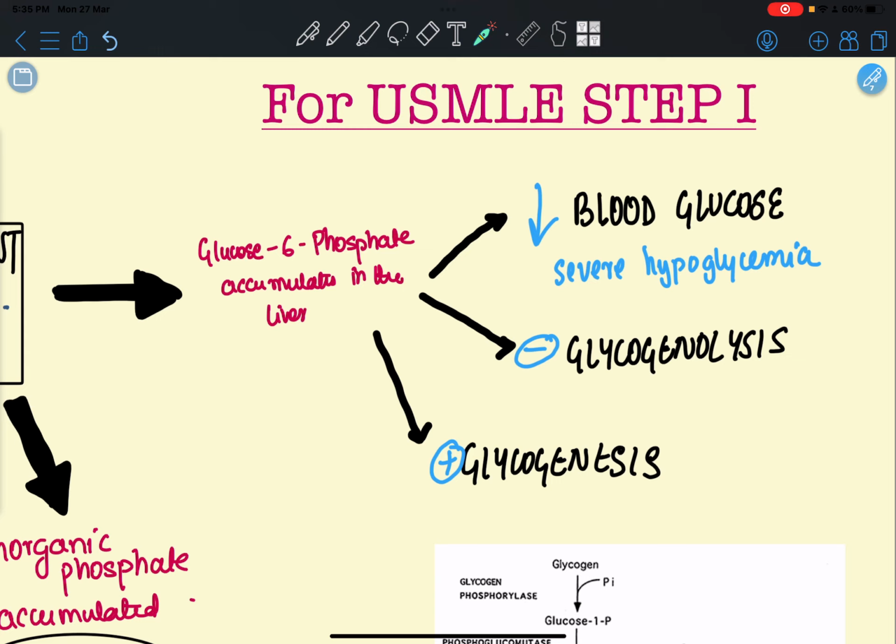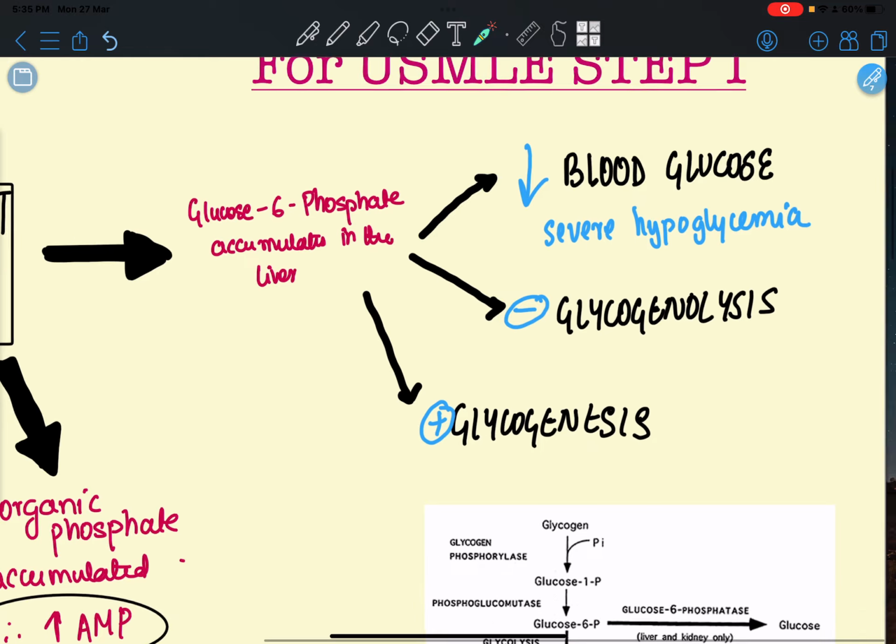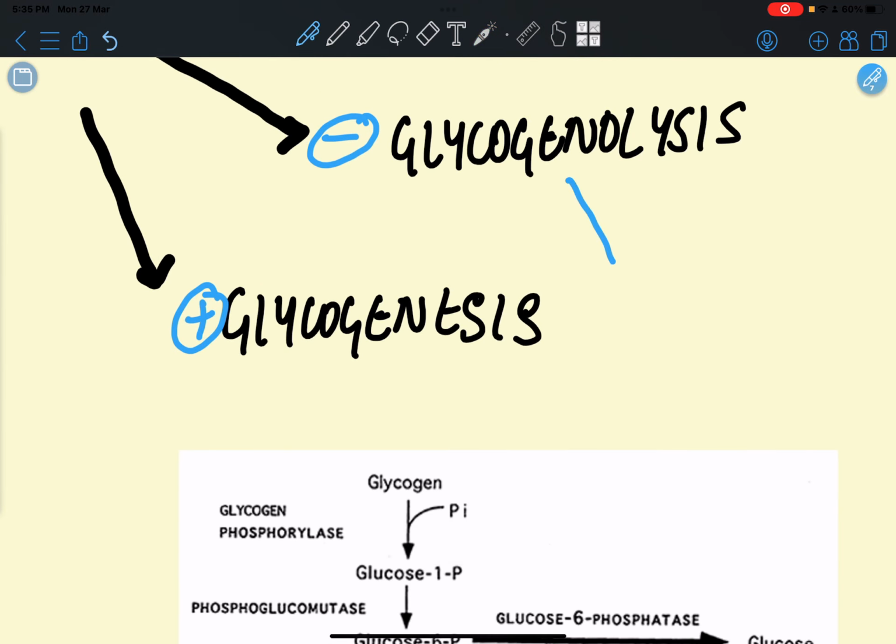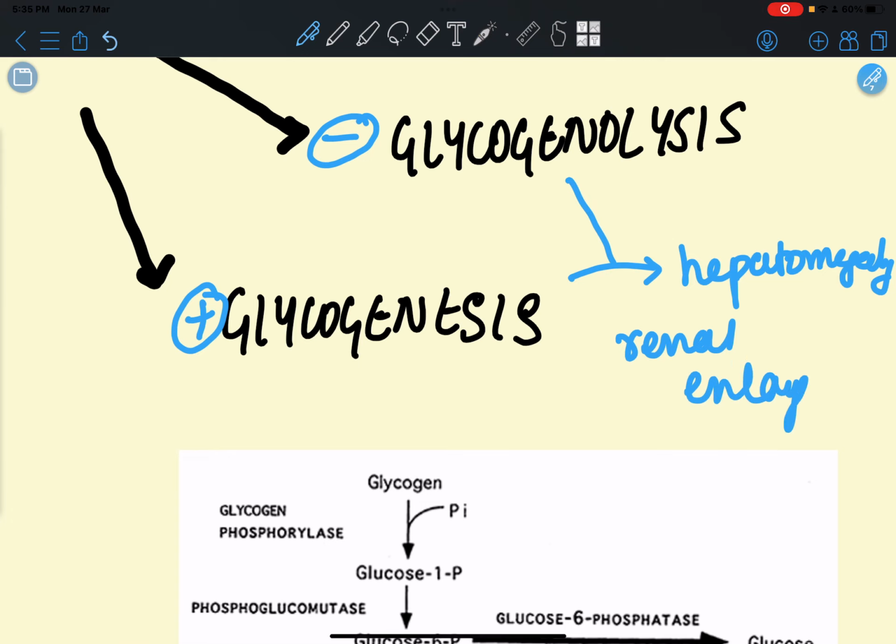Because of this glycogen storage, and glycogen has glucose molecules, and glucose molecules have hydroxyl groups, the glycogen becomes osmotically active. This causes water to enter these organs, more specifically the liver and kidney. This eventually causes what we see: hepatomegaly, enlargement of the liver, and also renal enlargement. So in von Gierke's disease, we see hepatomegaly and renal enlargement.